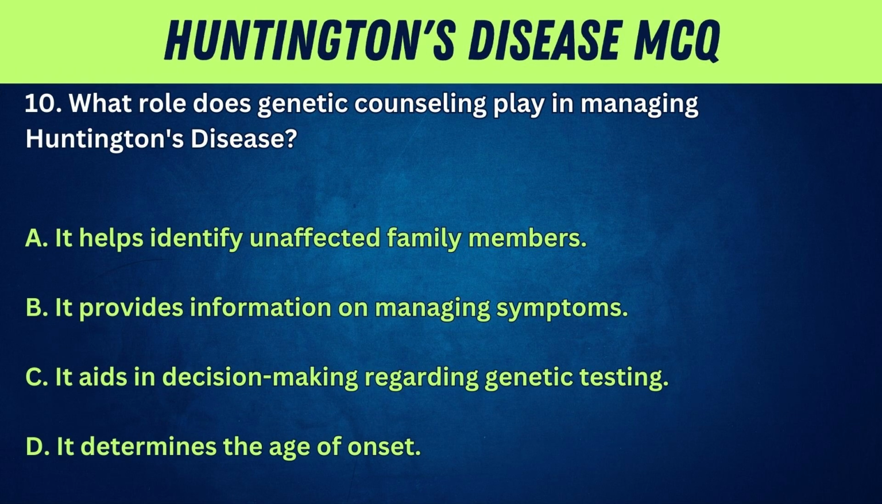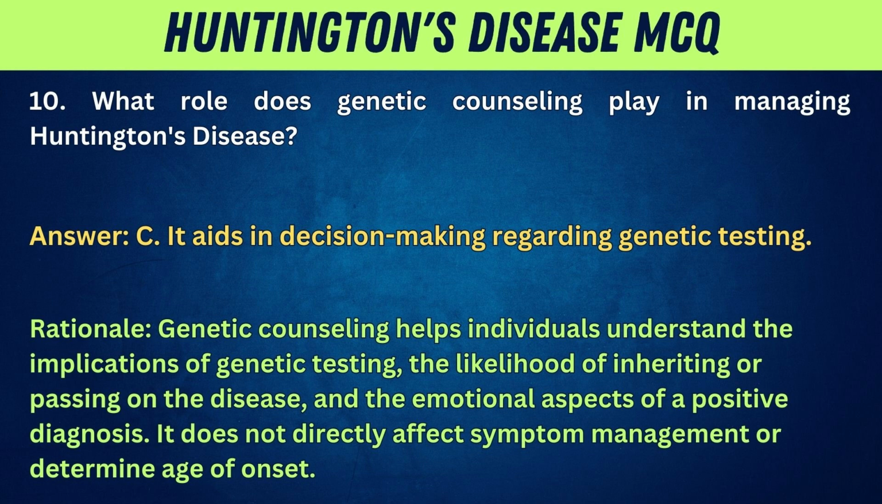10. What role does genetic counseling play in managing Huntington's disease? A. It helps identify unaffected family members. B. It provides information on managing symptoms. C. It aids in decision-making regarding genetic testing. D. It determines the age of onset. Answer: C. It aids in decision-making regarding genetic testing.